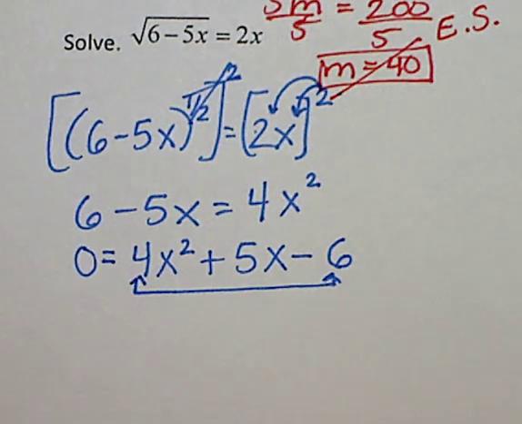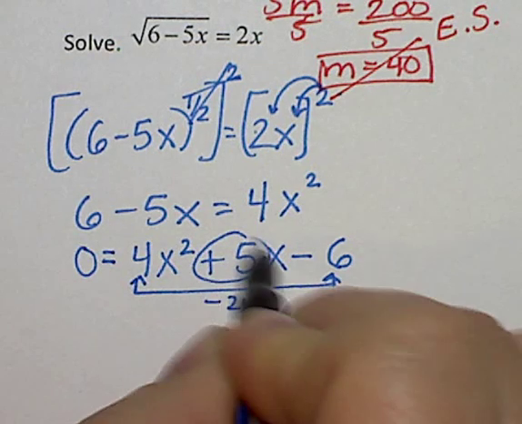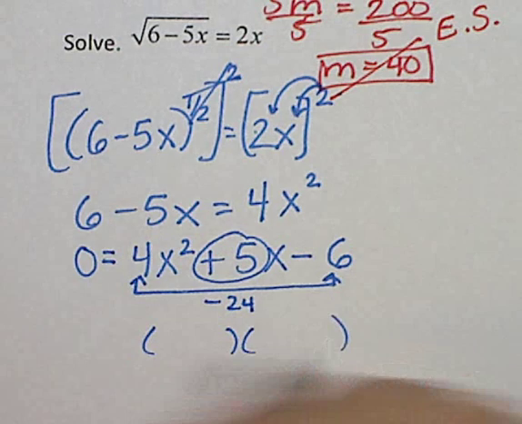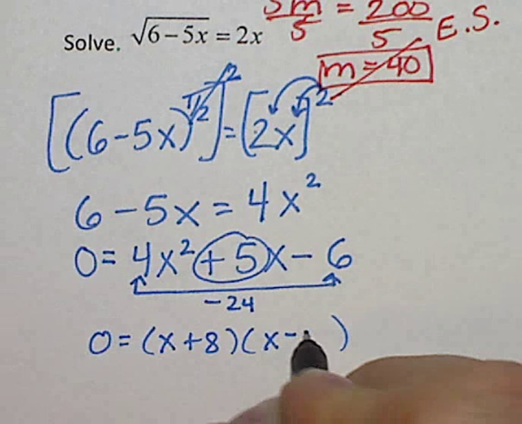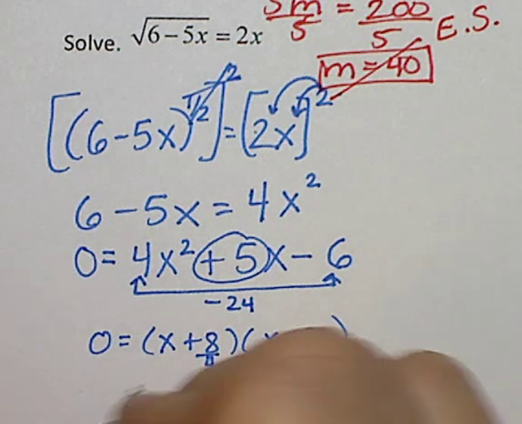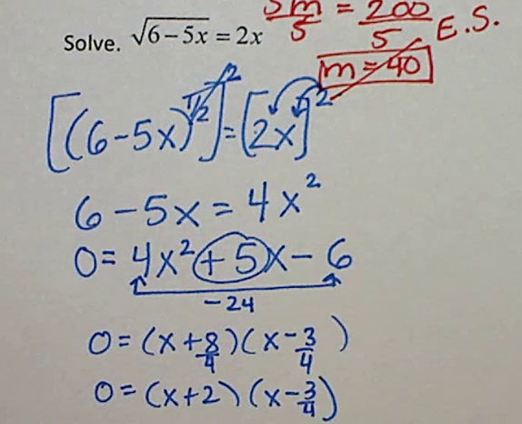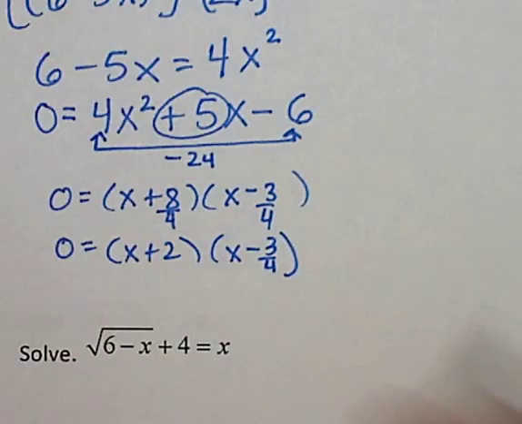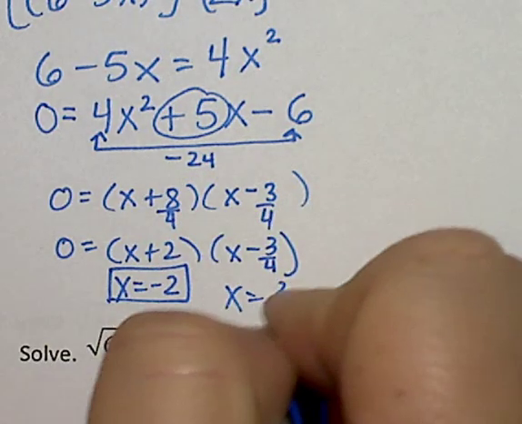What multiplies to equal negative 24 and combines to give you positive 5? The answer would be what? Positive 8 and negative 3. Don't forget to do bottoms up. So when we solve here, we end up with x equals negative 2 and x equals positive 3/4.